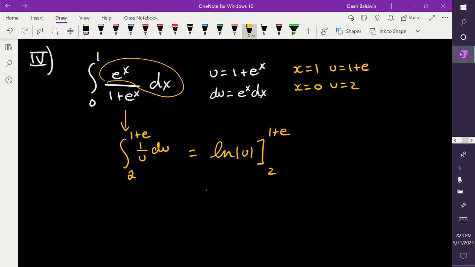Then we plug in our upper bound. I guess I don't need absolute values because those are going to be positive. And the lower bounds. And then you're going to punch it in your calculator and tell me the answer. I don't know what the answer is to this. Maybe I should do it.